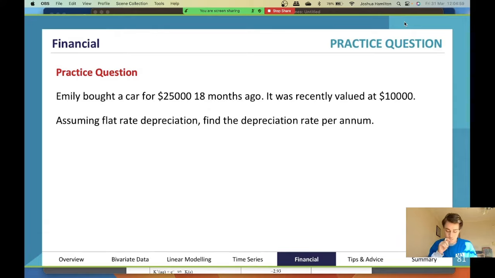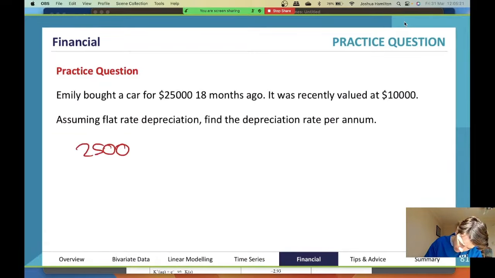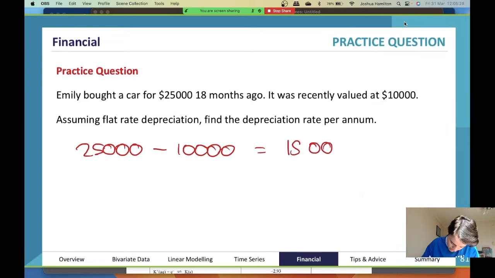So it says here, Emily bought a car 18 months ago at $25,000, and it was recently valued at $10,000. Assume flat rate depreciation, find the depreciation rate per annum. So let's find the difference first. 25,000 take 10,000, and that's going to equal 15,000. So that's our difference. So we have 15,000 as our difference.